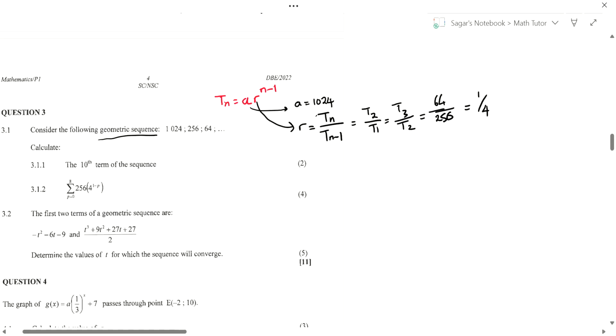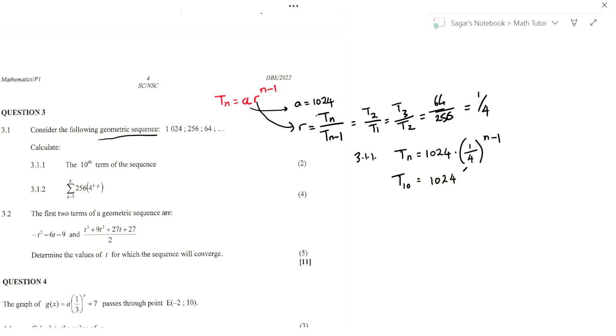So now we are ready with 3.1.1. Tn is equal to 1024 open brackets 1 over 4 to the power n minus 1. They want the 10th term of the sequence. All we have to do is substitute in 10. And let me put that into the calculator. And we end up with 1 over 256.